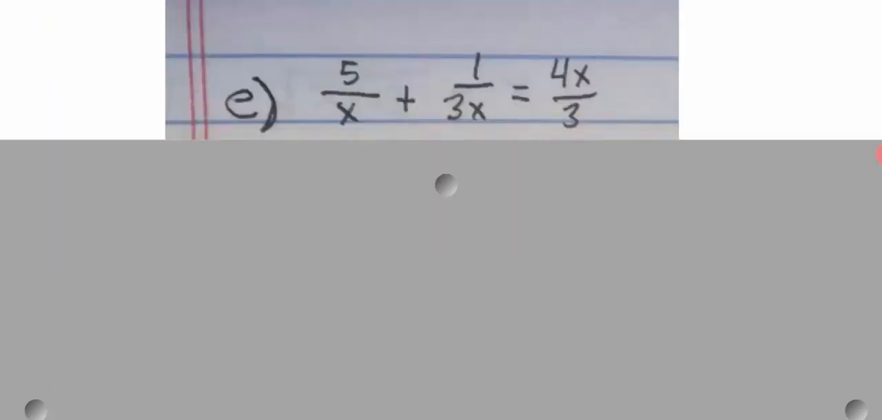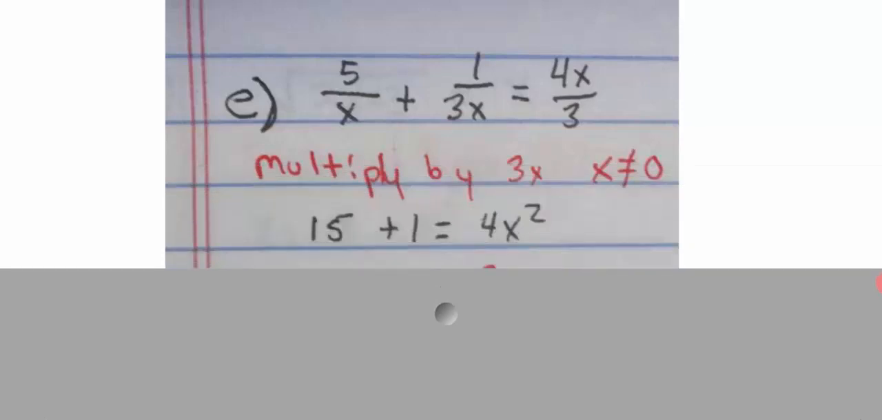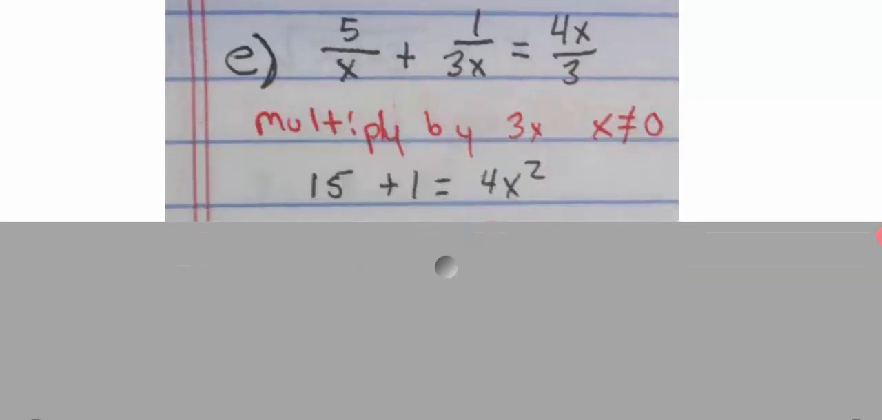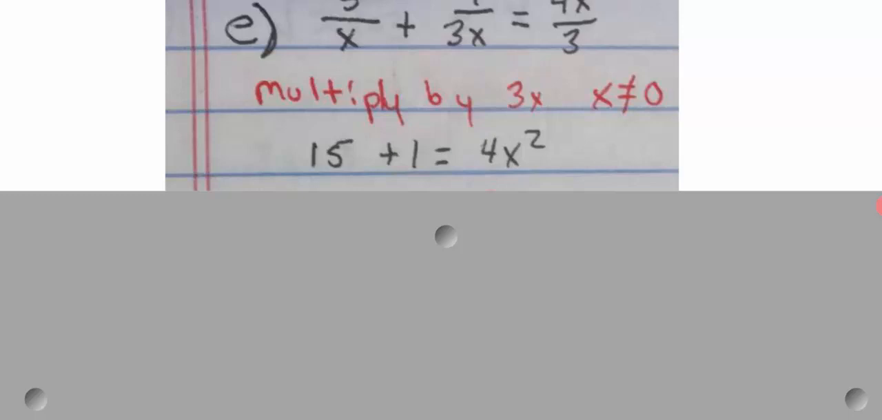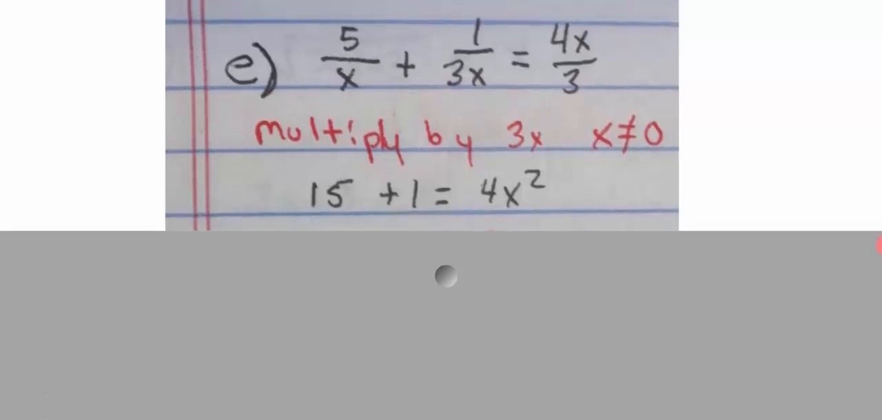All right, so this one is kind of a nasty problem, but all we need to do here is clear our denominators. So if we look at this and say, what is our least common denominator in this situation? Hopefully we see that it's 3x. So we're going to multiply everything by 3x. I multiply the first, 5 over x, by 3x, I get 15. I multiply 1 over 3x times 3x, I get positive 1. Then I multiply 4 times 3x, and I get 4x squared.